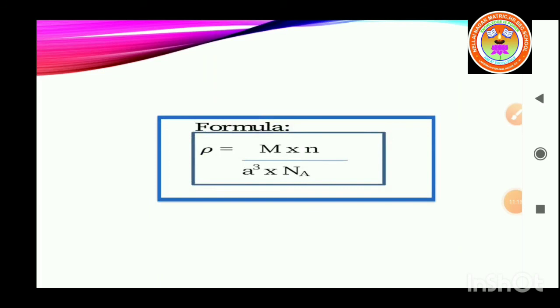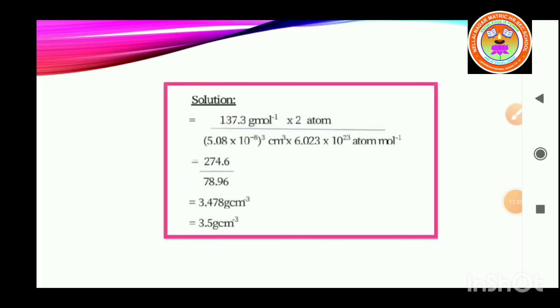What is the formula to calculate the density? That is rho is equal to nM divided by a cube Na. Shall I substitute all the values here? Yes. So, what is the value of M? 137.3 gram mole inverse. And what is n? 2 atoms, divided by a cube, that is 5.08 into 10 power minus 8 centimeter, whole cubed, into Avogadro number, 6.023 into 10 power 23 atoms mole inverse.